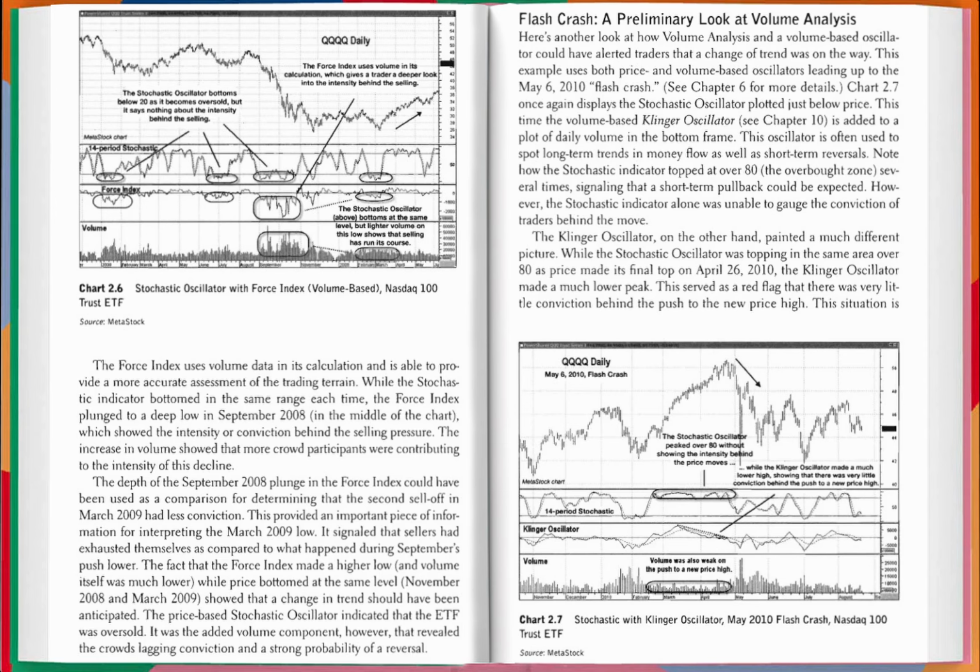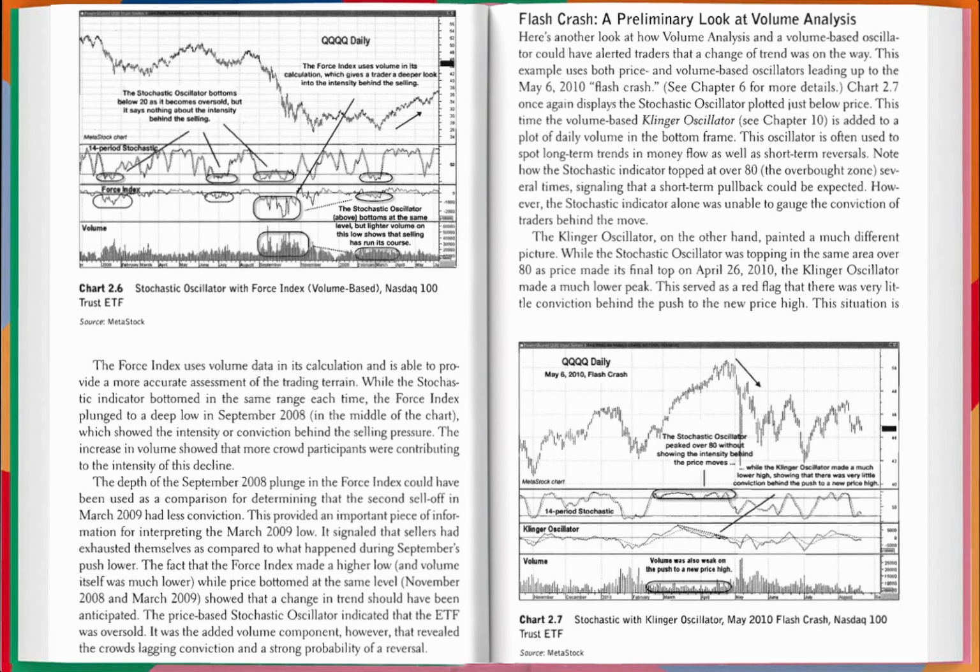Chart 2.7 once again displays the stochastic oscillator plotted just below price. This time the volume-based Klinger oscillator, see Chapter 10, is added to a plot of daily volume in the bottom frame. This oscillator is often used to spot long-term trends in money flow as well as short-term reversals. Note how the stochastic indicator topped at over 80, the overbought zone, several times, signaling that a short-term pullback could be expected. However, the stochastic indicator alone was unable to gauge the conviction of traders behind the move.